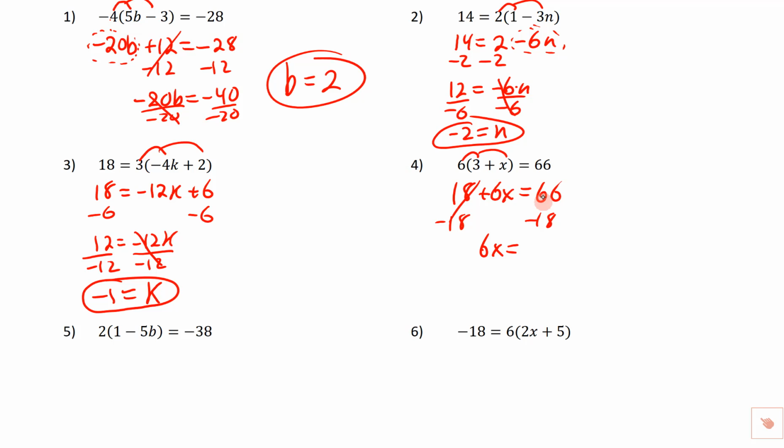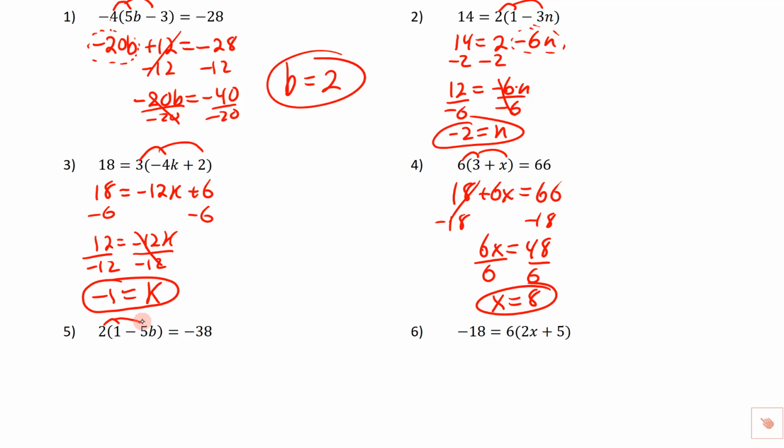And then we have, let's see, 66 minus 18. 66, if it was minus 16, that would put us at 50. It's a minus 18, so that's going to put us at 48. And then we're going to go ahead and finish this off by dividing by 6, so we get x equals 8. Okay, the 6s cancel, 48 divided by 6 is 8.